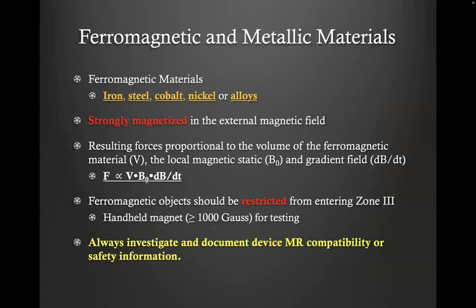So we talked about all these dangers. We know ferromagnetic and metallic materials are bad. Ferromagnetic materials include iron, steel, cobalt, nickel, and alloys, and they will get strongly magnetized in the external magnetic field. The resulting forces will be proportional to the volume of the ferromagnetic material, the local magnetic field, as well as the gradient field.